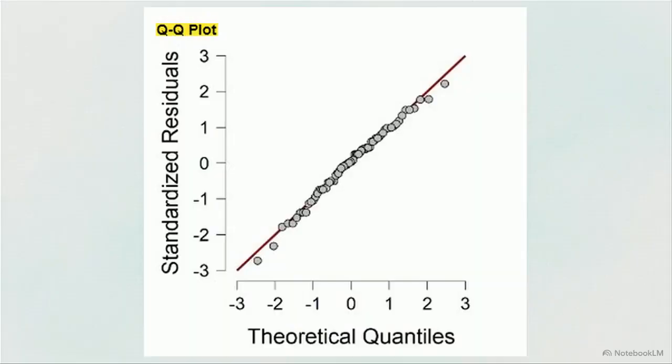First, check the QQ plot to evaluate the normality assumption. We're looking for the data points to closely follow the diagonal red line. In this dataset, the points hug the line, confirming the data is normally distributed.